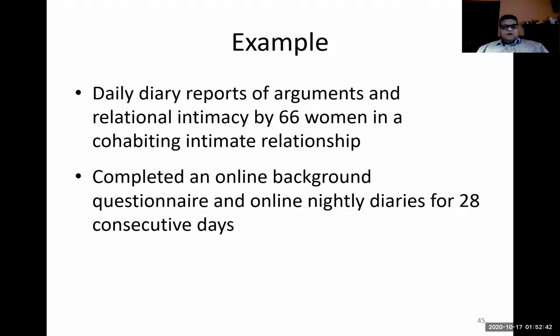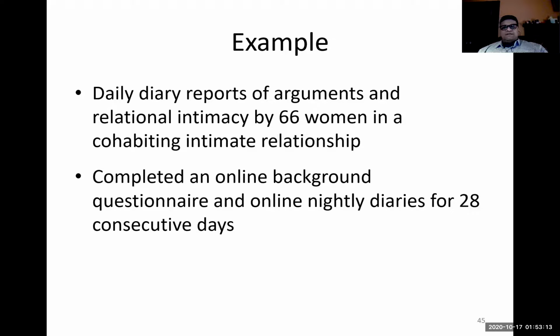So the idea is that they're asked, looking back over the day at the end of the evening, did you have an argument? Did you have a conflict with your partner, yes or no? So we made that a dichotomous predictor. And we also asked them, how intimate are you feeling with your partner at this moment in time? So that's the key outcome.